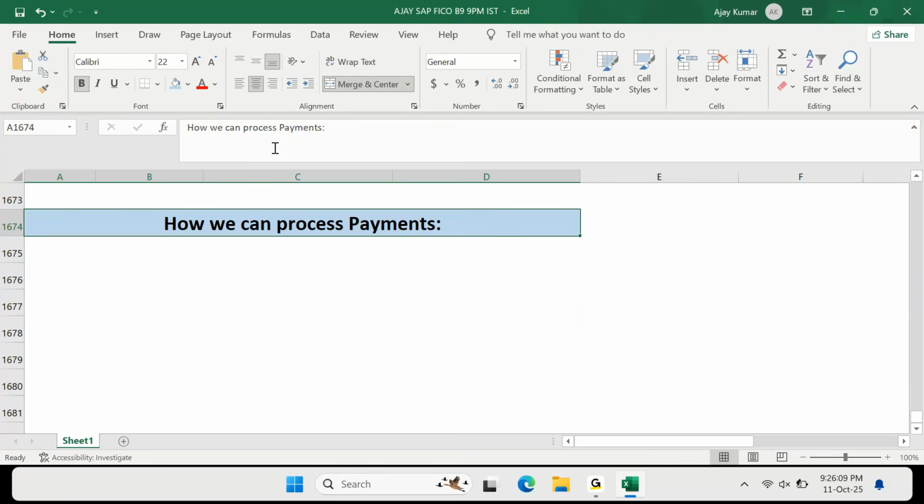So when I talk about how you can process payment, it is applicable for both customer and vendor. In a generic scenario, before you process a payment, what is required?